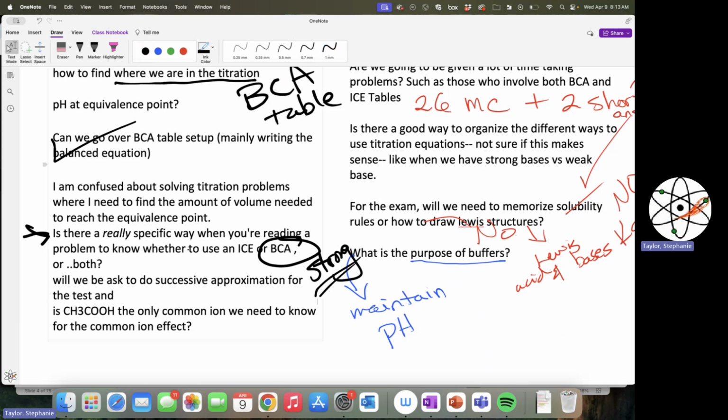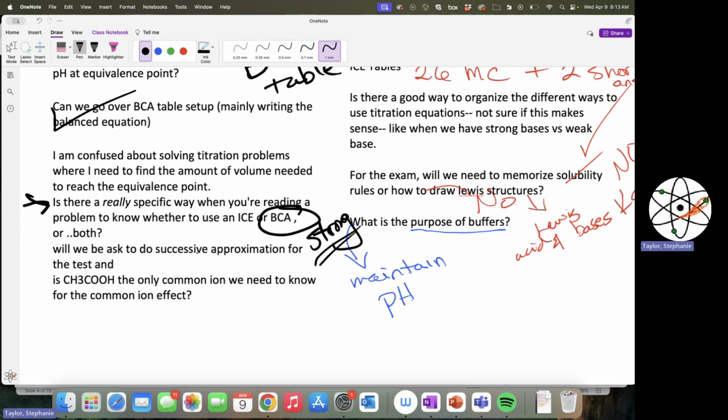I should also say, by the way, that this list of questions I just pulled from the whole class, so they didn't hear each other ask these questions. If these seem redundant, that's because they just submitted them online and had no idea what everybody else asked. Another one asks about successive approximation for the test. I answered this one already.